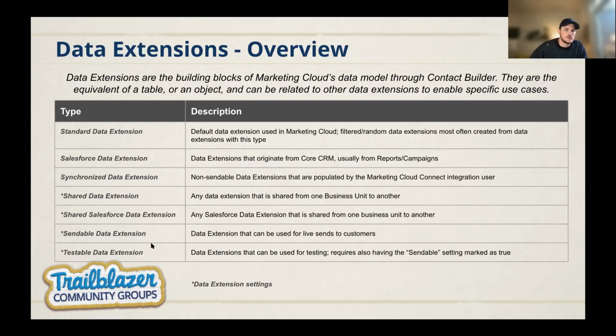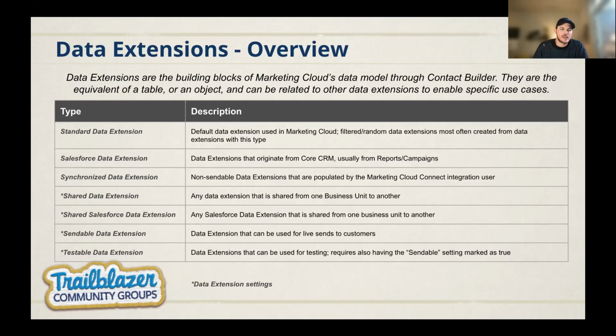And then the last two overall settings that we have are sendable data extensions and testable data extensions. And we use these to denote which data extensions we can actually use for sending or for testing. A standard data extension might not be needed to be used for sending, or it might not even be possible to send with. An example of that might be a data extension that doesn't contain an attribute that has an email address. It'll be pretty hard to send to that data extension if you don't have an email address as a part of the attributes that are stored.